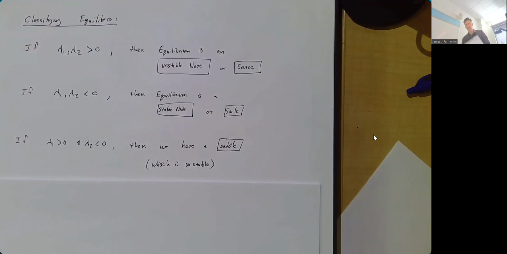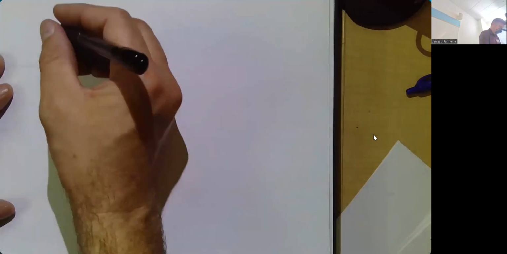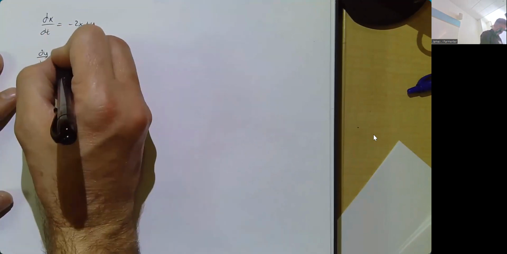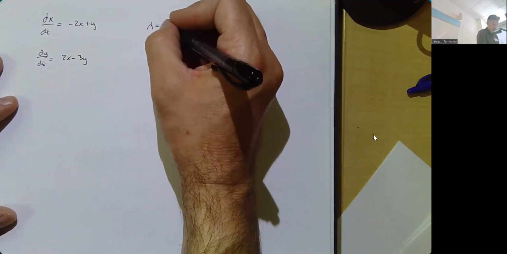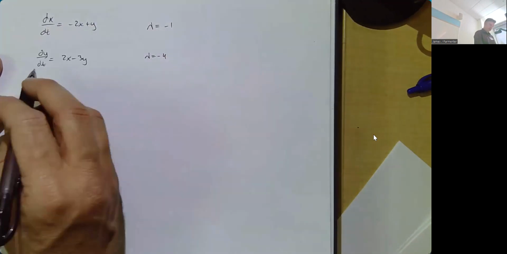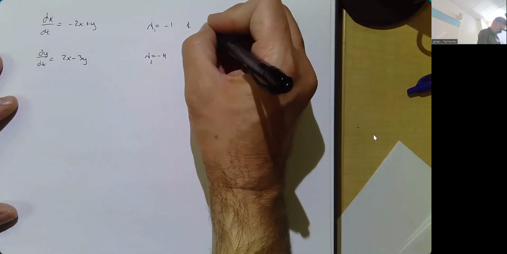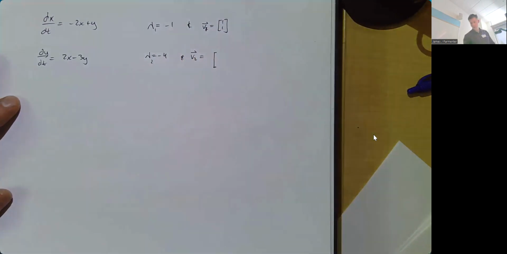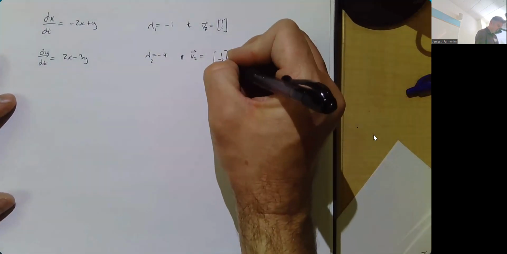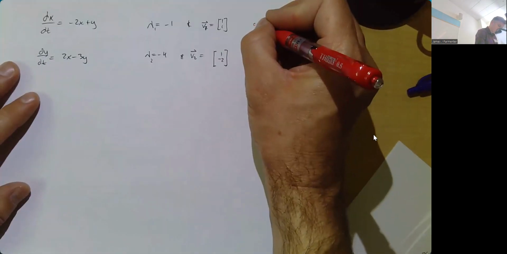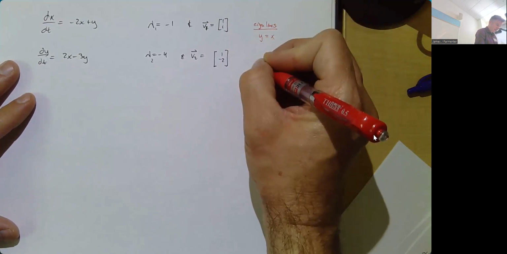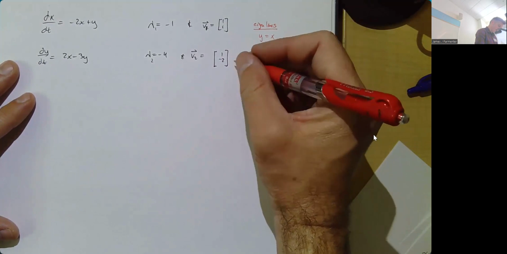Cool. So I'm just going to go back to the beginning and talk about a couple things. For this system of differential equations, where we had dx/dt equal to negative 2x plus y, and dy/dt equal to 2x minus 3y, our eigenvalues were -1 and -4. The eigenvector for the first was 1, 1, and the eigenvector for the second was 1, -2, I think. And so the eigenlines, which I'll draw in red, are just the lines that go through these vectors: the line y equals x, and the line y equals -2x.